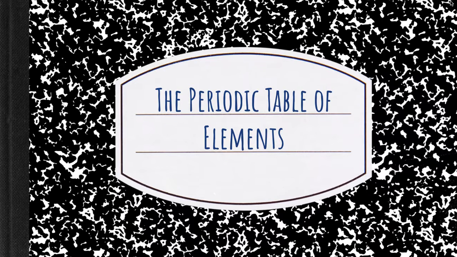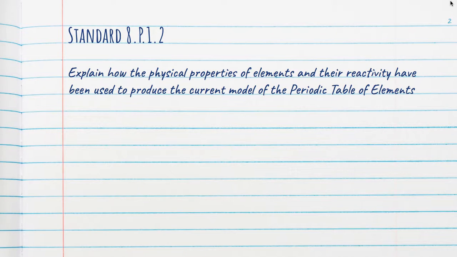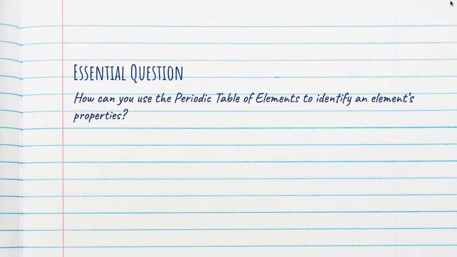The periodic table of elements. This is standard 8P12. Explain how the physical properties of elements and their reactivity have been used to produce the current model of the periodic table of elements. And our essential question is, how can you use the periodic table of elements to identify an element's properties?